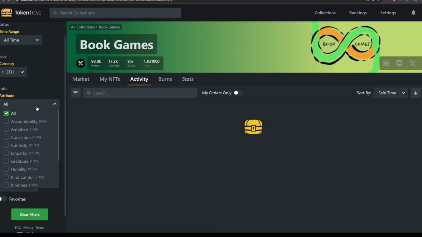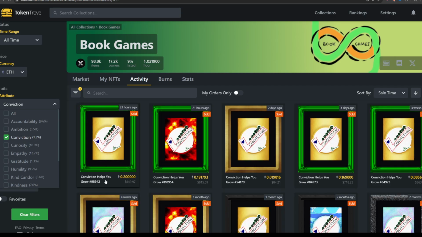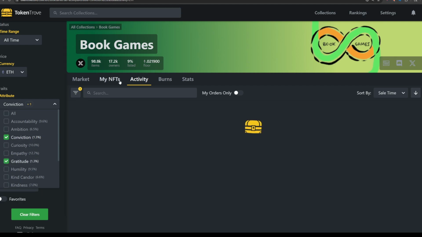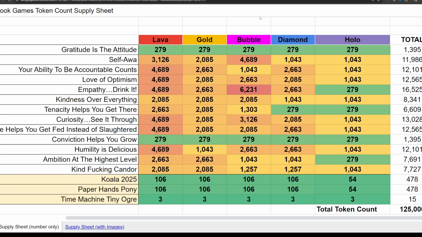Let's clear this filter and go to conviction. Conviction helps you grow. Gratitude. Okay, so we're going to burn this into our minds in this episode. Why? Because this is the single most important thing to help you determine your personal distinction between fundamental analysis and technical analysis when it comes to BookGames spectating.